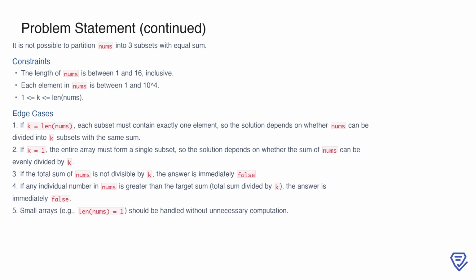If the total sum of nums isn't divisible by k, we can immediately return false. Similarly, if any single element in nums is larger than the target subset sum, it's impossible to form valid subsets. For very small arrays, the solution should be efficient enough to handle them without unnecessary computation. These constraints and edge cases help guide us as we approach solving this problem.